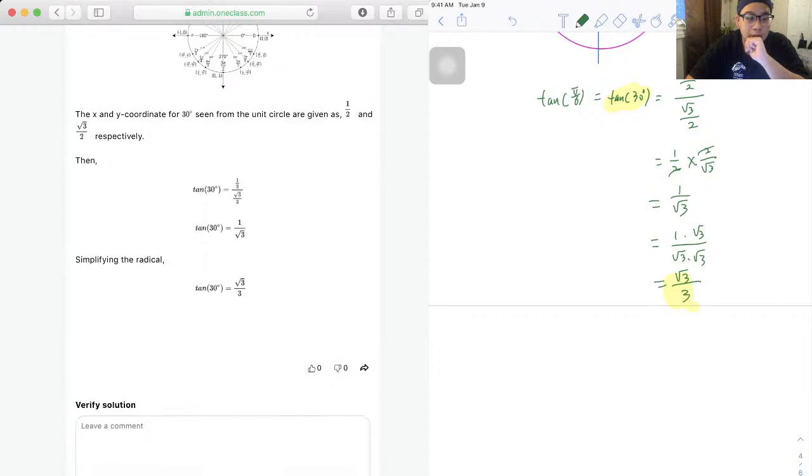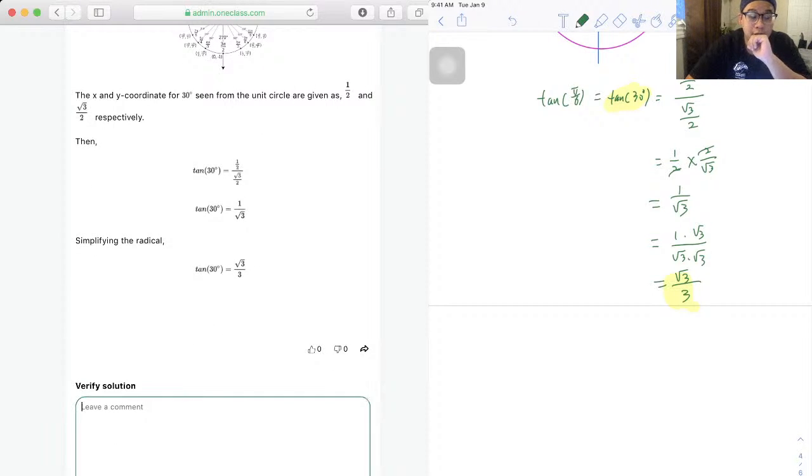So now let's leave a comment there. I mean, the junior tutor's answer is still correct. I think he just didn't write the correct order for the x and y coordinates. Yep.